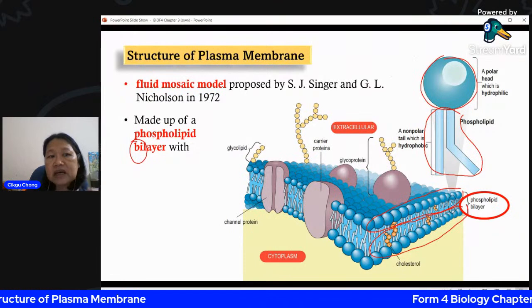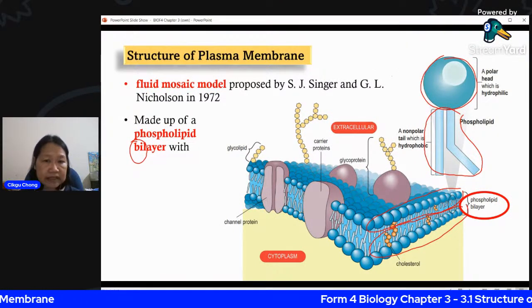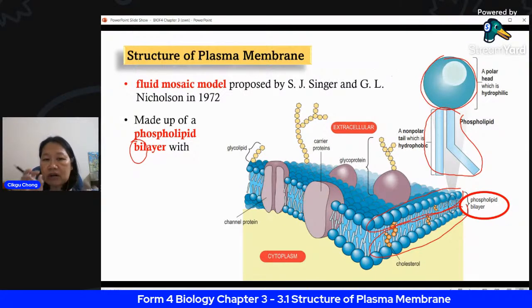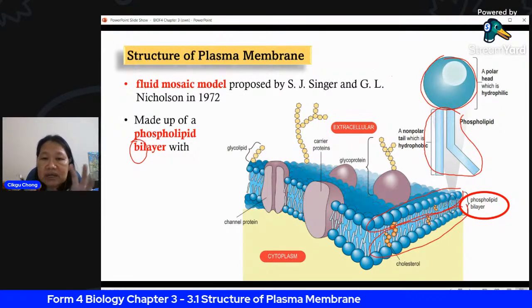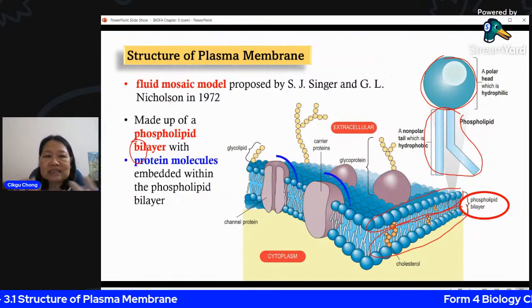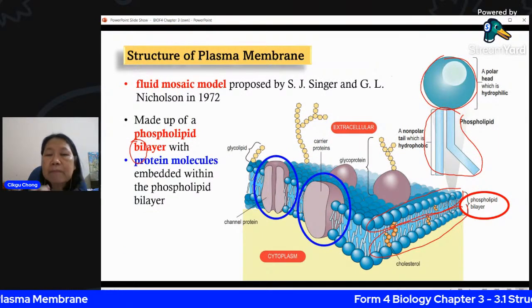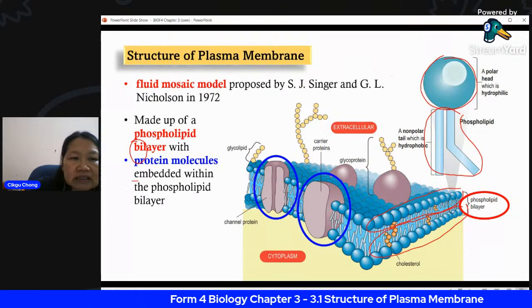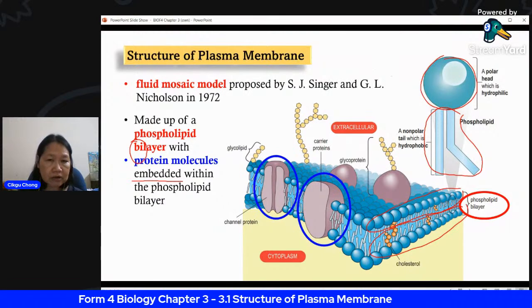All right. So this is the phospholipid bilayer. Now, not only that, you see inside this phospholipid bilayer, you have a lot of these blobs. All these things that look like lumps, so these are like molecules. These are protein molecules. They are embedded, they are stuck inside there, right?